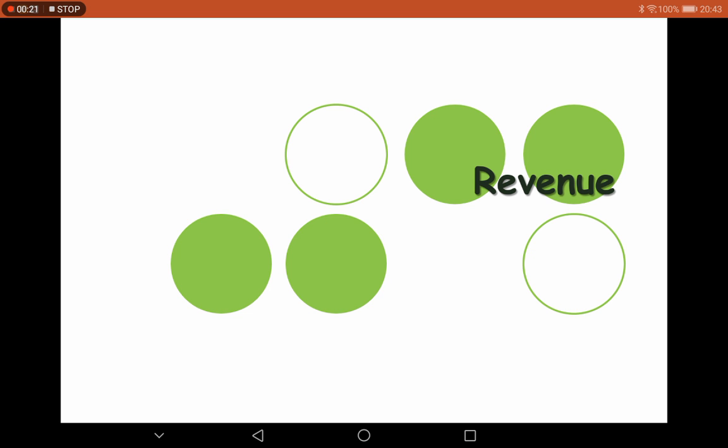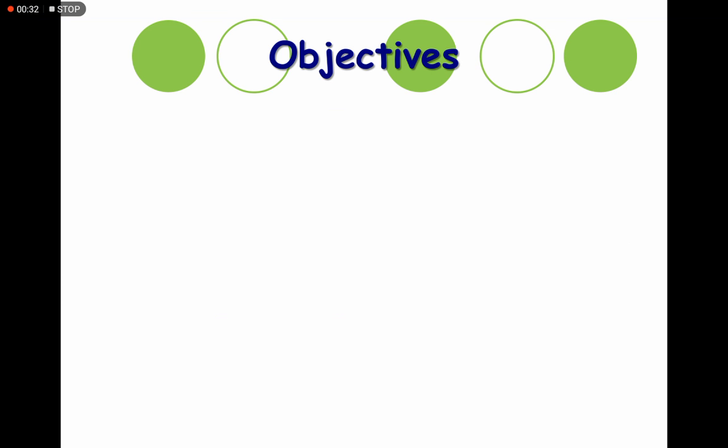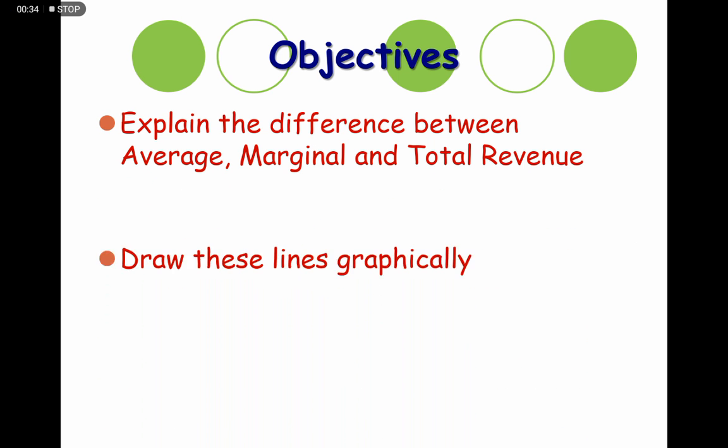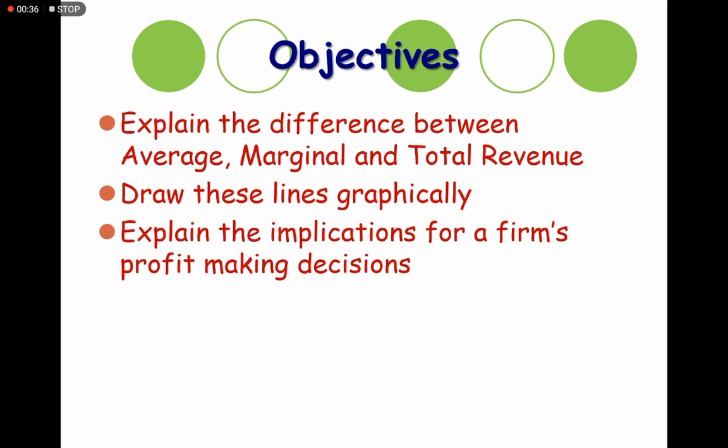So what we're going to talk about in this session is revenue. And by revenue, as economists, we mean money the firm is receiving from selling its products. Our objectives at the end of this session are to have covered average, marginal and total revenue, you'll understand what they look like on a graph, and you will actually have drawn the graph. And later on we'll think about how a firm might use these pieces of information to make decisions.